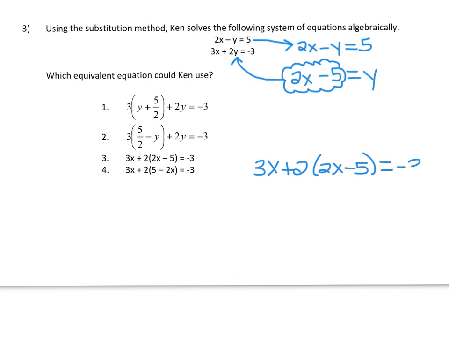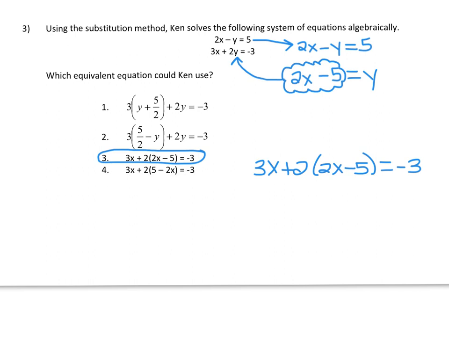All right, let's see if one of those is in the answer choices. Yes, look, right here, choice 3. This says the same thing as choice 3. So they didn't actually want us to solve it. They just wanted to know what one of the beginning steps of what Ken could have done was. Which equation is equivalent to what Ken would have if he used the substitution method.